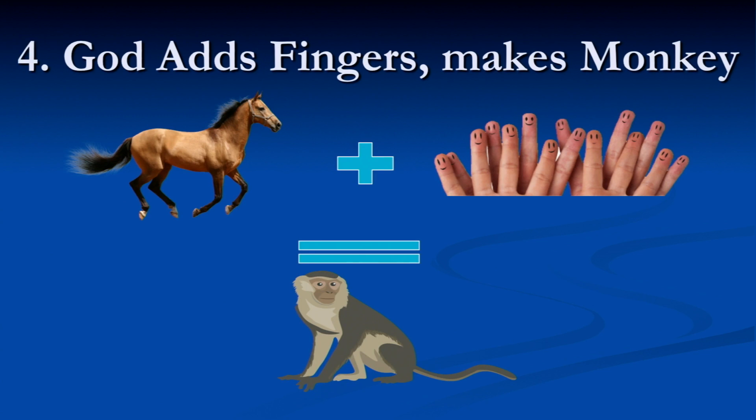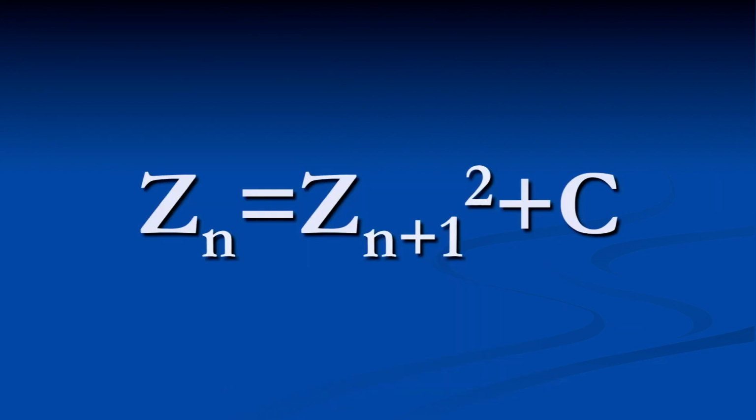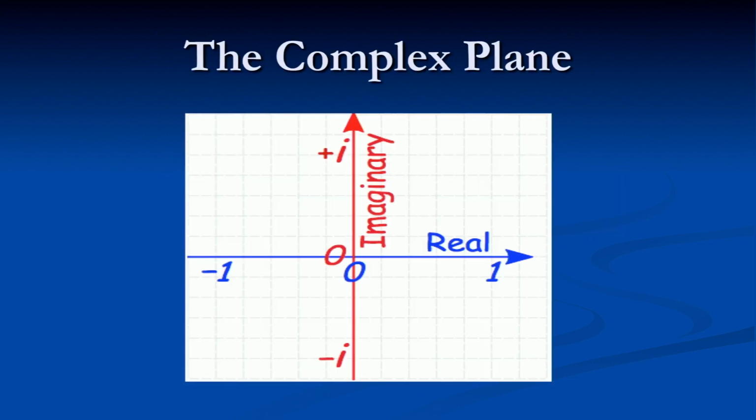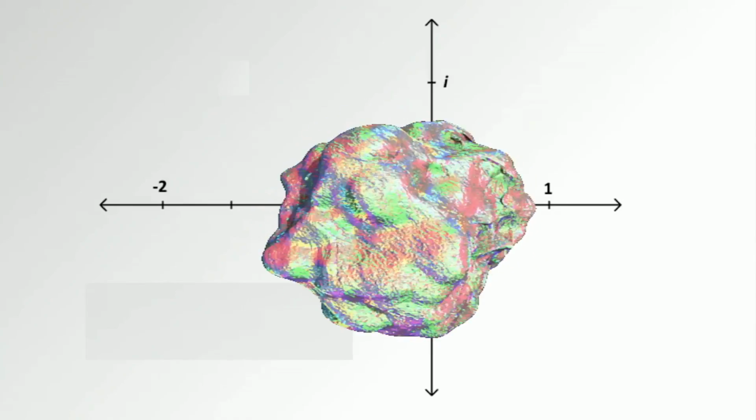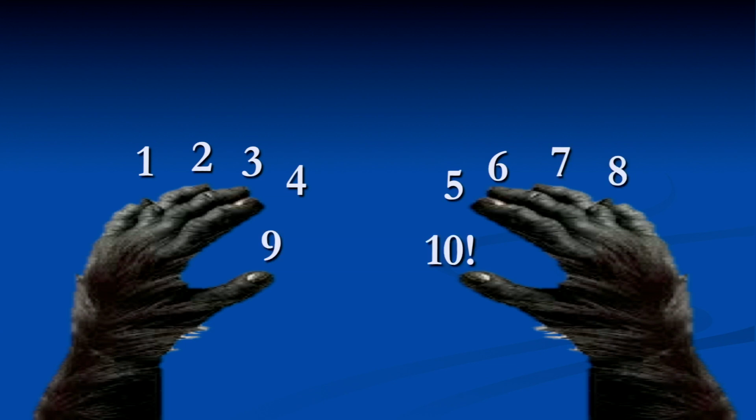And the fifth equation, we actually don't even need to go there because nature sort of took over here. The monkey looked down at its fingers and he counted 1, 2, 3, 4, 5, 6, 7, 8. And he came up with a base 8 number system. But if you try to do this formula here with a base 8 number system in the complex plane, you end up with this shape. So something had to change here. God saw this shape and he was disgusted, so he added thumbs. Nice. So now the monkey's looking down at his hands and he's counting 1, 2, 3, 4, 5, 6, 7, 8, 9, 10. Thank you, God.